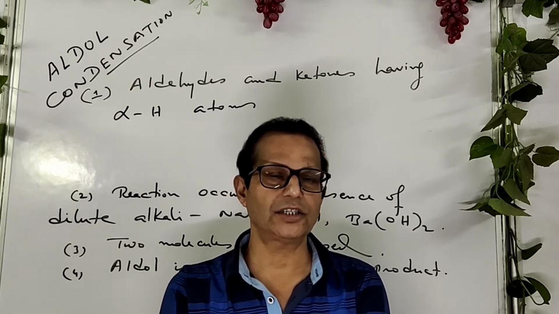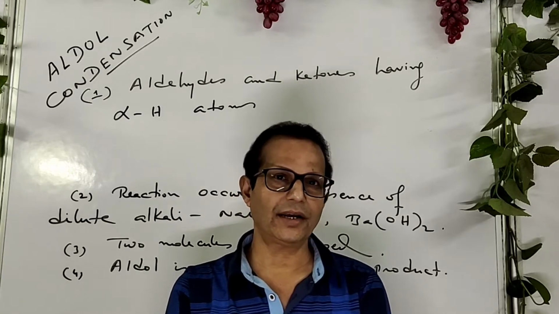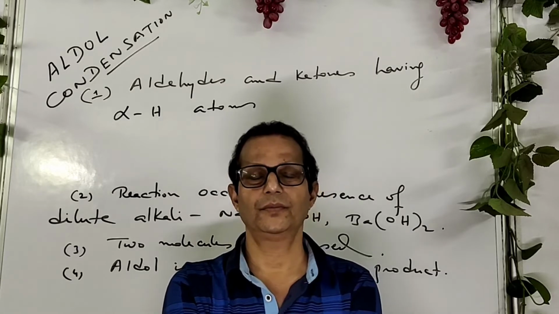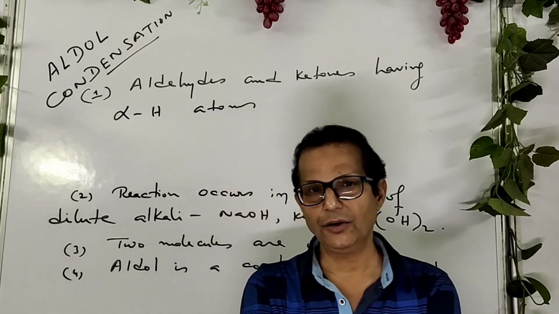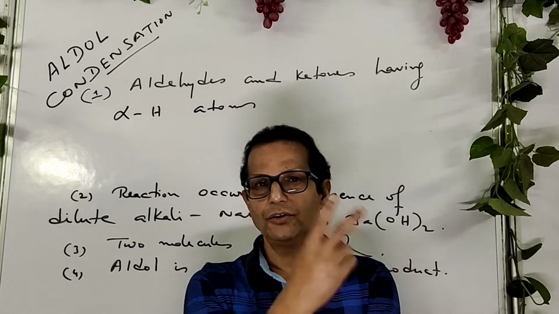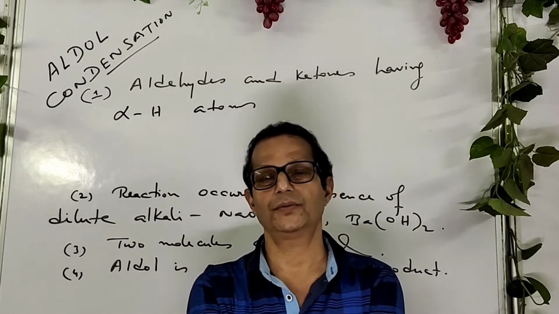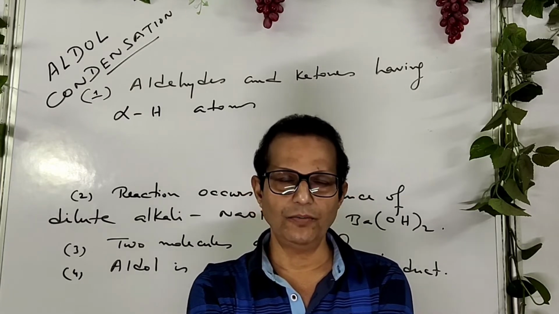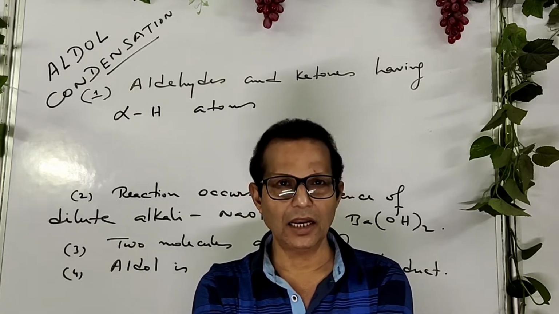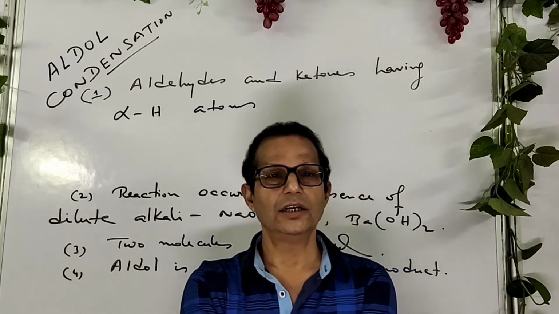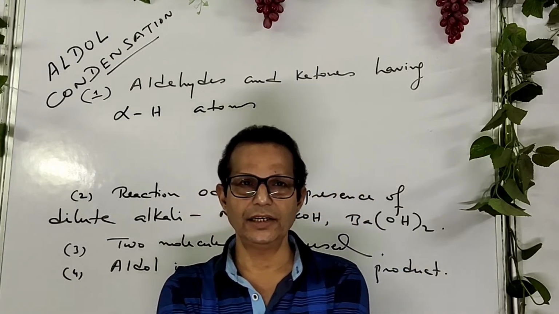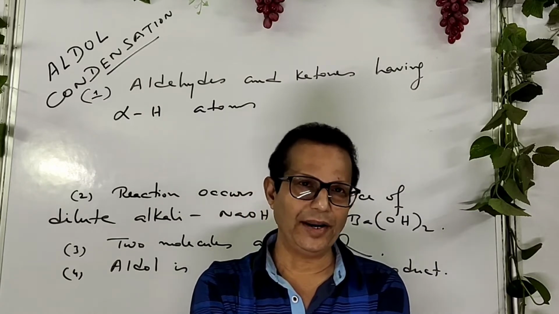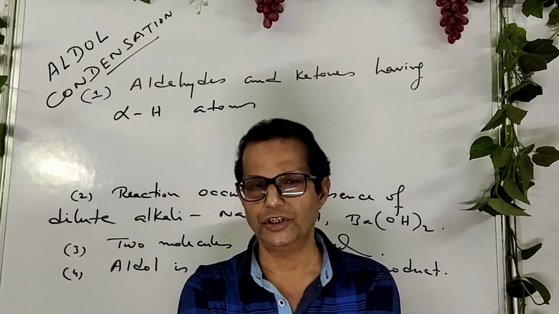During this reaction, if you take aldehydes, two molecules of aldehydes are used. If you take ketone, then also two molecules of ketones are used. The reaction occurs in the presence of dilute alkaline mediums such as dilute sodium hydroxide or calcium hydroxide. You can take barium hydroxide in dilute solution also.